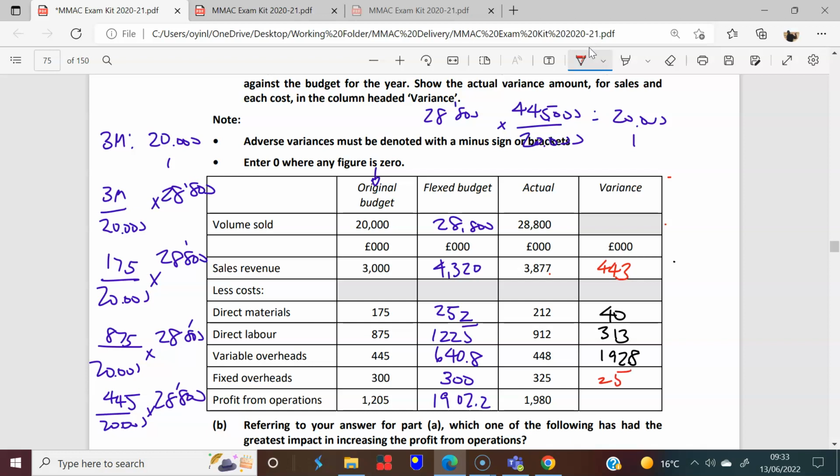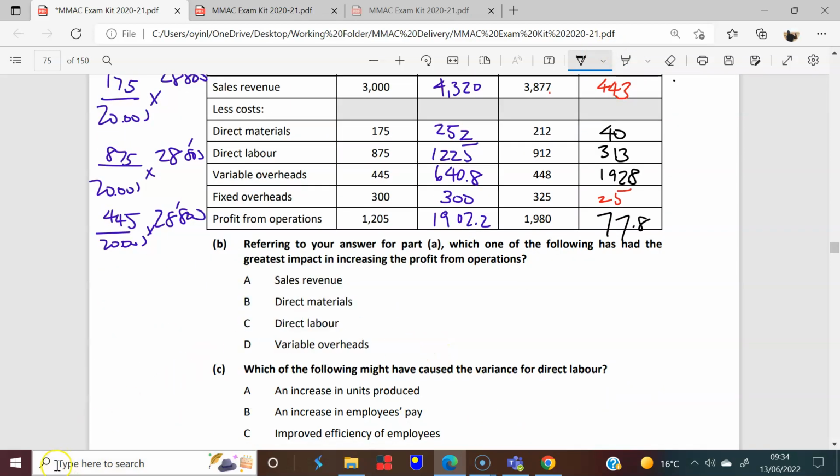Okay, great. And then we can find the final difference. Your profit is 1980, but your profit should have been 1902. So that's good in the end, isn't it? 1980 minus 1902.2, which is 77.8. Right, good. So that's the first part A.